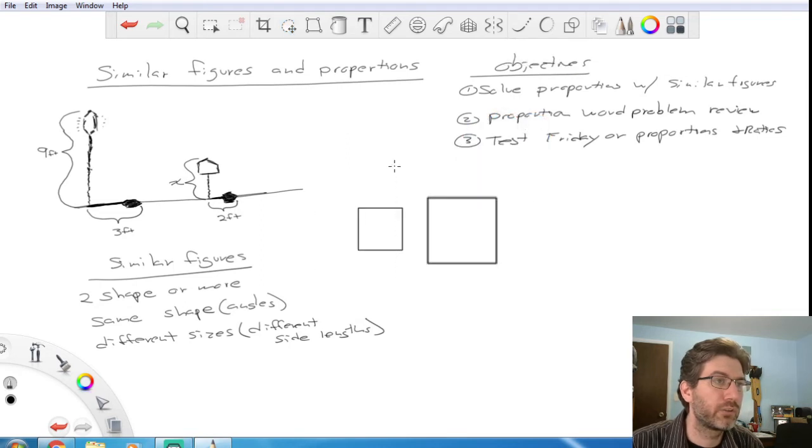A square that's larger. So you have a square and another square. These are similar shapes. They have the same angle measurements. This is a 90-degree angle, this is a 90-degree angle, this is a 90-degree angle, this is a 90-degree angle.